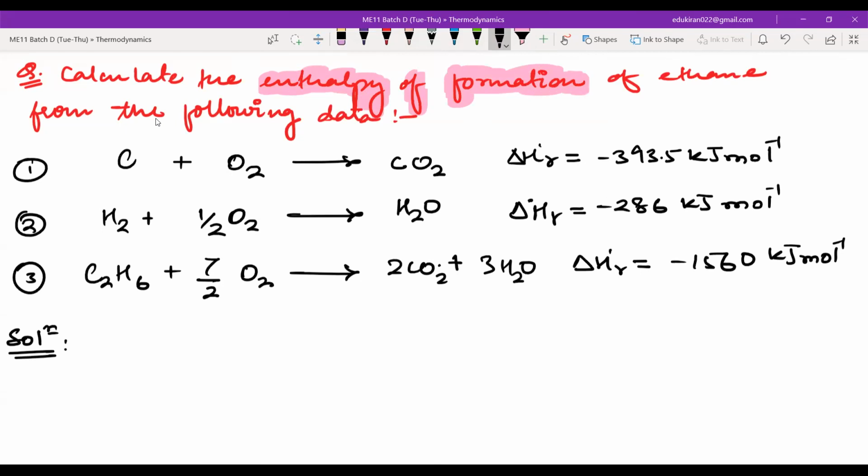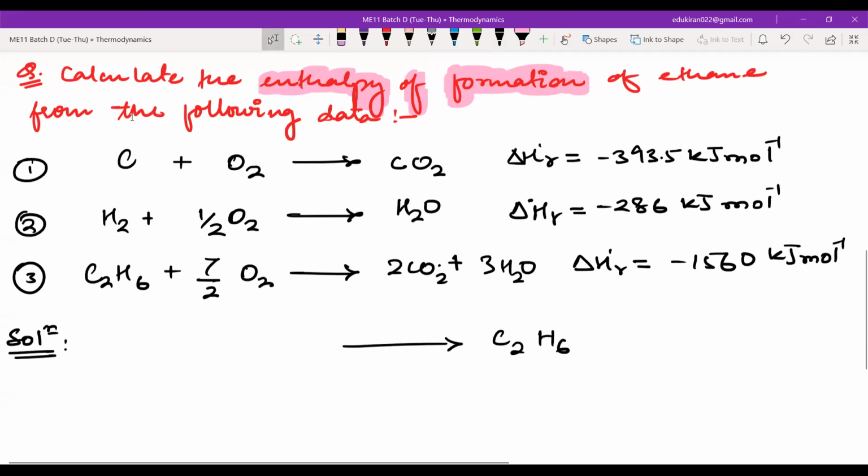Now you tell me, what is the substance that we are forming? Enthalpy of formation of ethane. What is the formula for ethane? C2H6. Hannah, now you tell me, how do we write? The question you have to ask is, what are we forming?